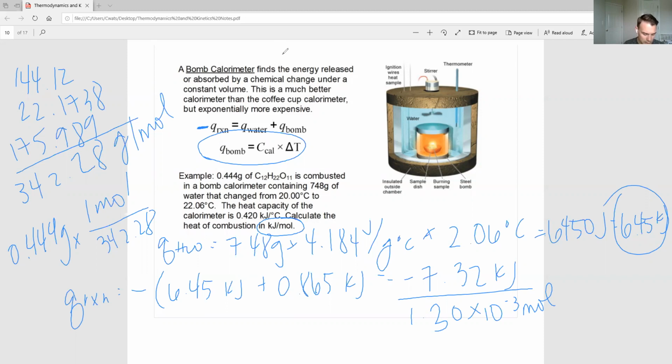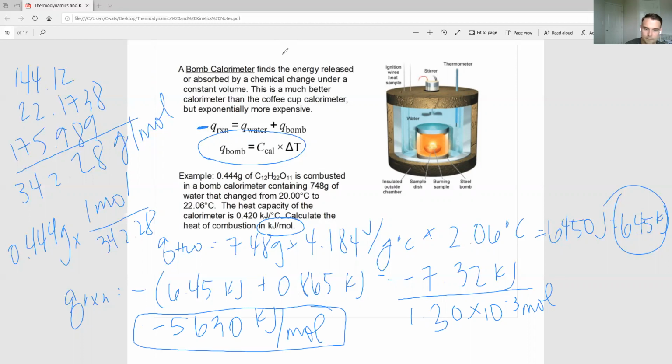And I should get, as my answer, the heat of combustion is going to be negative 5,630 kilojoules per mole. Okay. Sorry, I forgot to do that part, so it took a little longer than everything else, but that's all of the notes for this week.